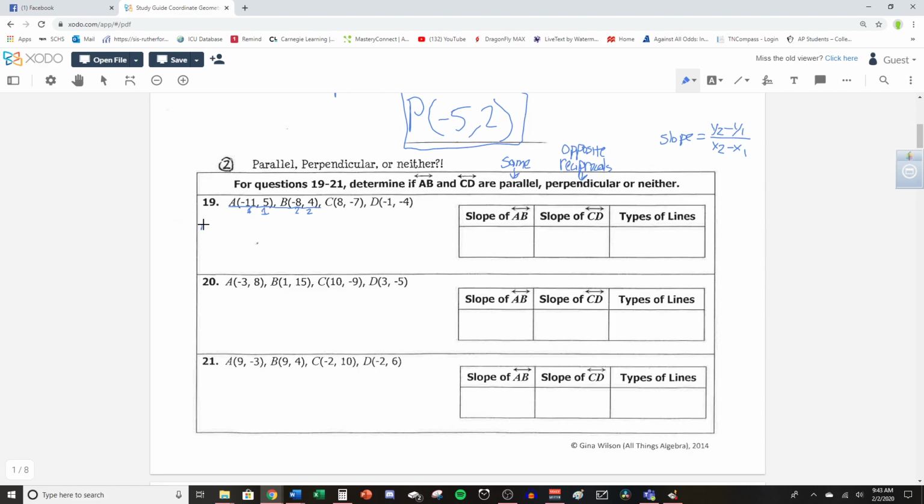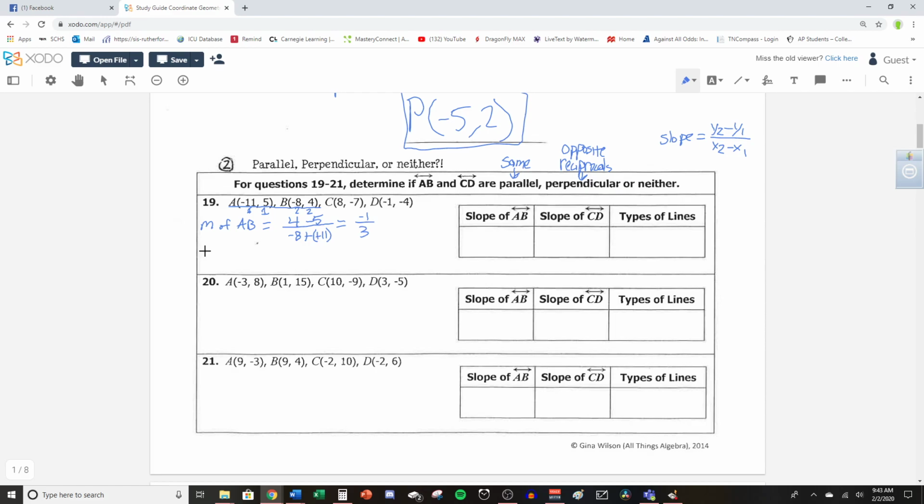So for AB, the slope of AB is going to equal y2 minus y1, so that's 4 minus 5, and then that's over x2 minus x1, so that's -8 minus -11. Now I just do the operations. 4 minus 5 is -1. -8 minus -11, we can do a change here. These become addition, so it's -8 plus 11 essentially. So that's over 3. So -1/3.